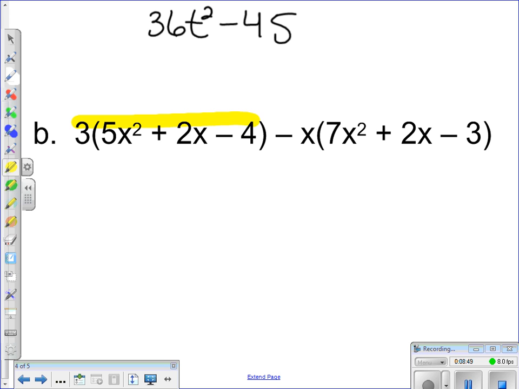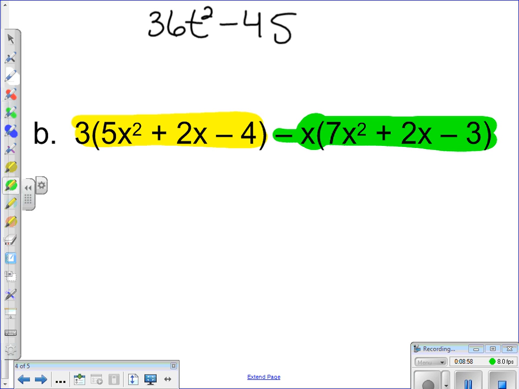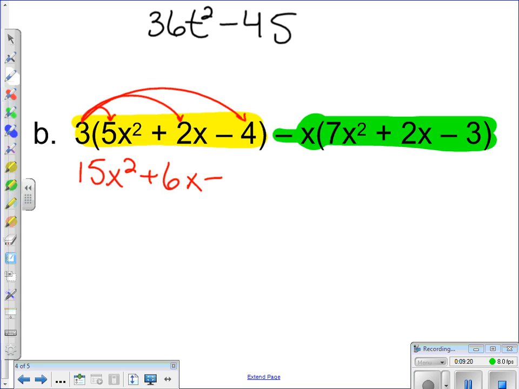Remember, do the first part and then do the second part. Keep in mind that x has a negative sign with it. Use the negative with the x as you do that problem. Okay, 3 times 5, 15x squared. 3 times 2, 6x. 3 times minus 4, negative 12.